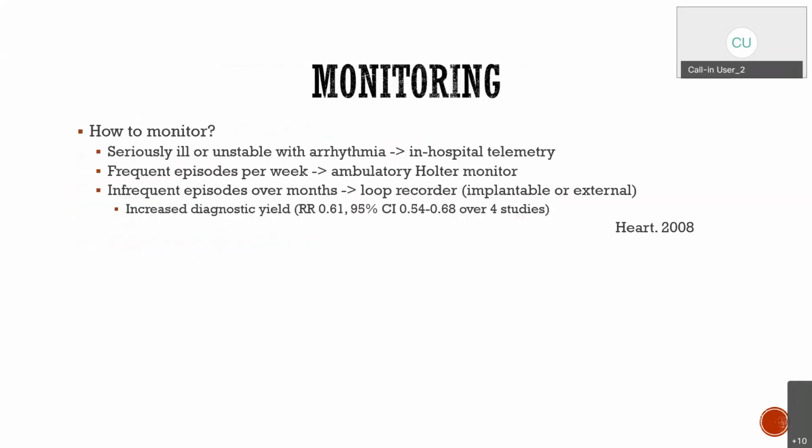So seriously ill, unstable, obviously in hospital monitoring, but otherwise you could potentially do the ambulatory thing. So this is the loop recorder. It's really like a small device, and they essentially implant it subcutaneously right adjacent to the heart, and they have leads that go into both the LA and the RV that monitor to see if there's anything causing dysrhythmias.